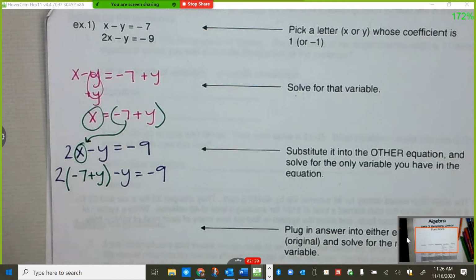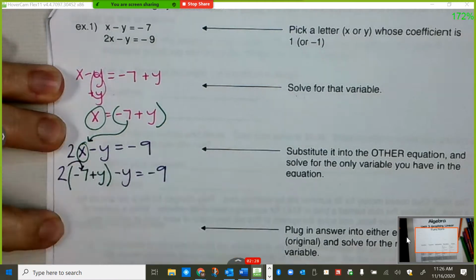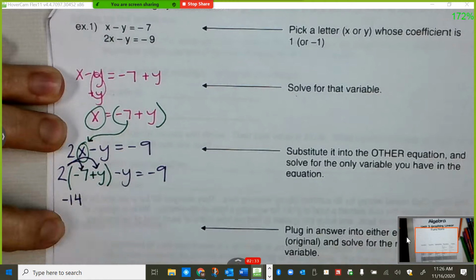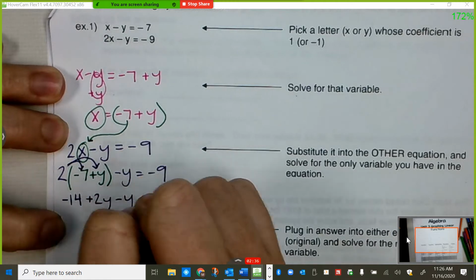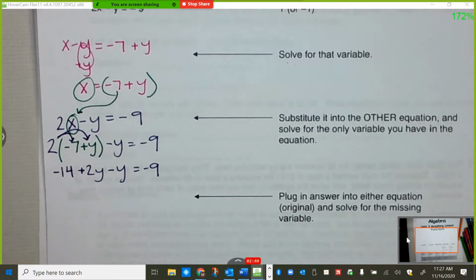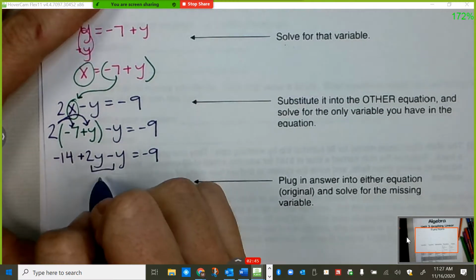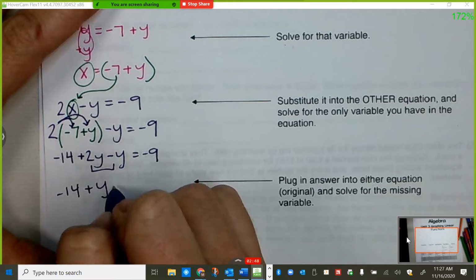So what would I do first to solve for y? We're going to distribute. What's 2 times negative 7? Negative 14. And what's 2 times y? 2y. I'm going to bring down my minus y equals negative 9. Now what? We're going to combine our like terms. What's 2y minus y? Just positive y. I'm going to bring down my minus 14 equals negative 9.